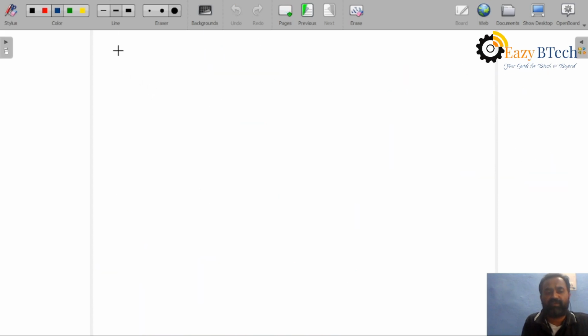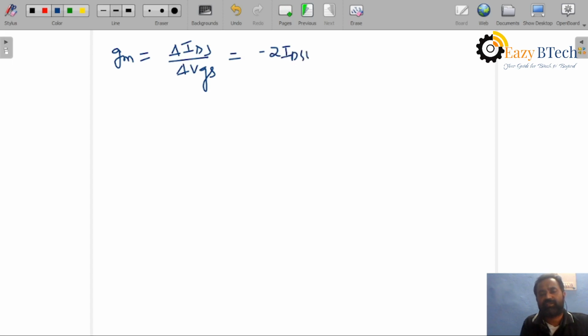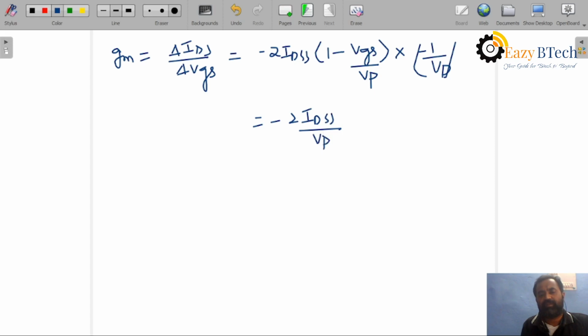Okay, students, just differentiate the drain current equation and you will get gm. Or you may write another formula: gm is equal to change in IDS by change in VGS, that we will write as minus 2 IDSS into 1 minus VGS by VP into minus 1 by VP. From this you can remember: minus 2 IDSS by VP into 1 minus VGS by VP.